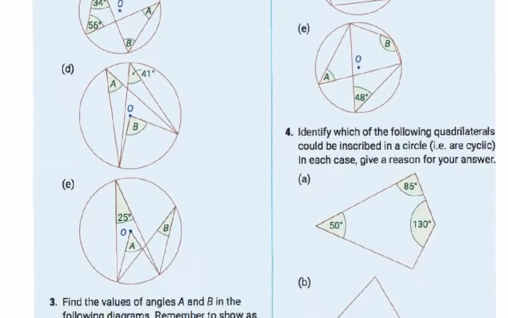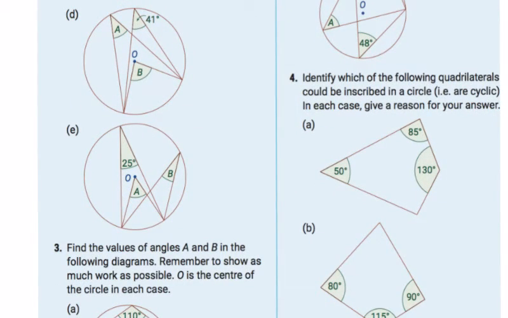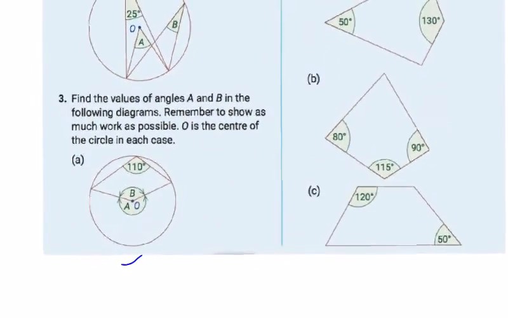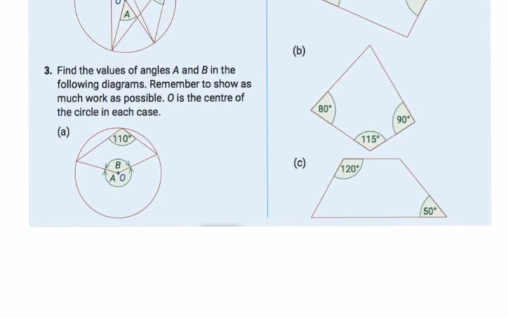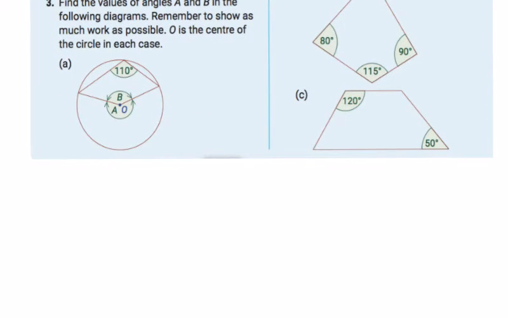In E, we have B has to be 25, it's standing on the same arc, so B is 25. And A is double 25, A is 50. Now down to number 3. Find the value of the angles A and B in the following diagrams. Okay, well, this one here is going to be twice the 110. So A is 220 and B has to be equal to 360 minus 220, which is 140.